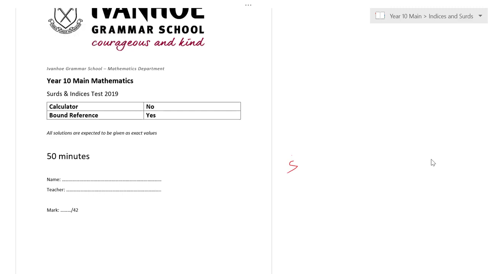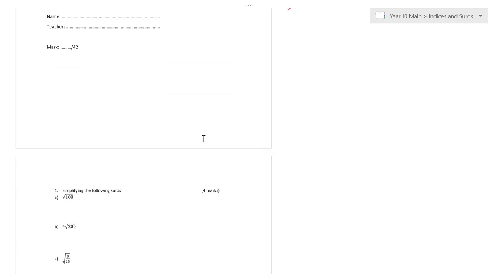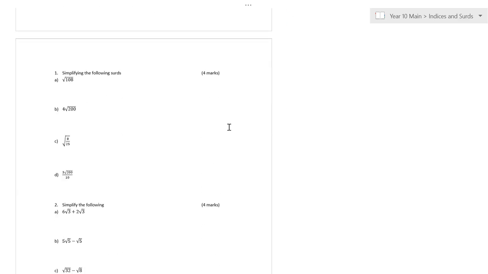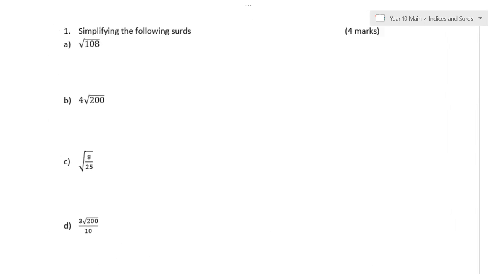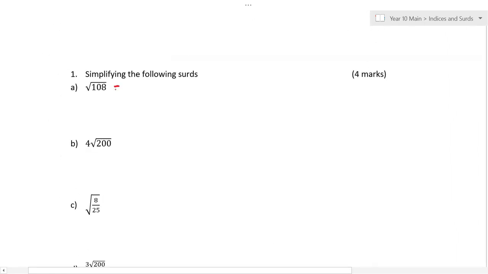All right, ladies and gentlemen, we are going to go through and reflect on the major mistakes we made in the Indices and Surds test. And I do think that this is one of the most important tests going forward to making your decision as to whether you want to go into math methods or not.